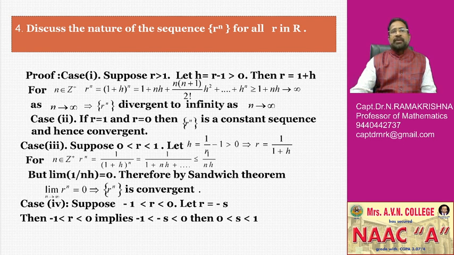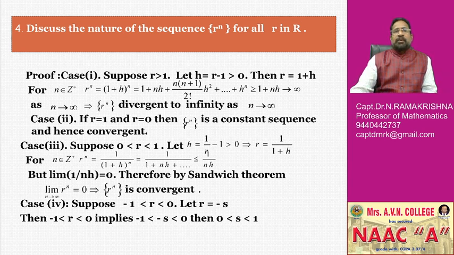r is greater than 1. So let this r is greater than 1 means r minus 1 is greater than 0. Let r minus 1 be equal to h, that is positive. So r is equal to 1 plus h. Now consider r power n, that is (1 plus h) whole power of n.